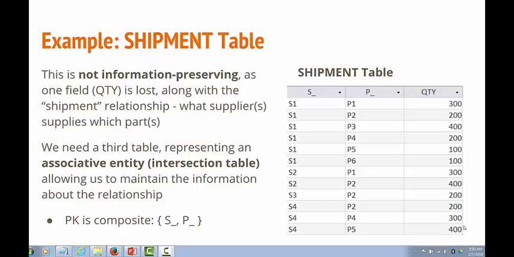We would lose one field from the original table, QTY, or quantity, and we would also lose the information about the shipment relationship, what suppliers supply which parts. Therefore, we need a third table, representing an associative entity, or what the book calls an intersection table, allowing us to maintain the information about the relationship. The table you see here on the right is called shipment. It maintains the information about which suppliers supply which parts in what quantity. The primary key is composite, being the composite of the supplier number and the part number. Both of these fields would also be foreign keys back to their respective tables.